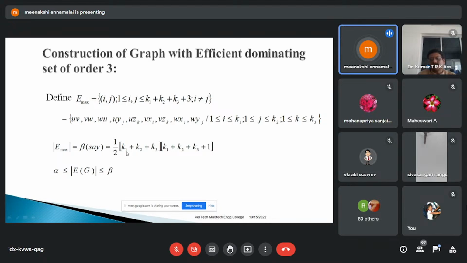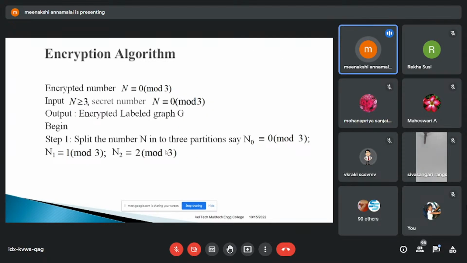Now for the next, we are looking at the encryption algorithm. Using encryption and decryption, we have to break the secret number. What are we going to represent here? The encrypted number n is congruent to 0 mod 3. My input is n greater than or equal to 3, so our secret number will be greater than 3. Output is, if I give the input, I get the encrypted labeled graph G. Labeling we are also going to apply here.